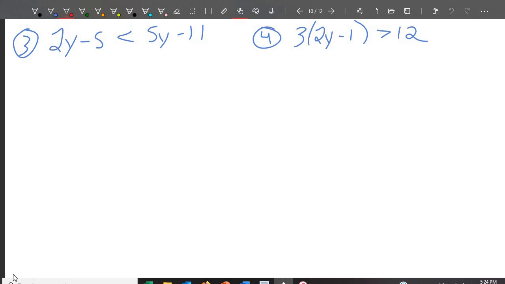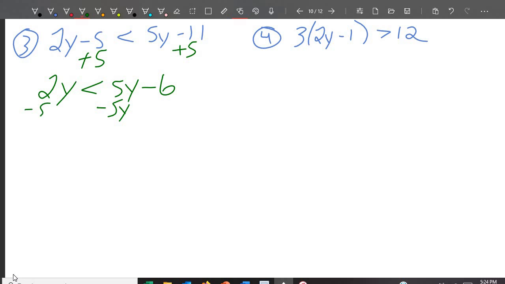Number 3, I'm going to move the constant over first and then move the variable over. So we're going to add 5 to both sides. Get 5y minus 6 on this side. Now, we've got to move the 5y over and subtract it. So we'll get negative 3y is less than negative 6.